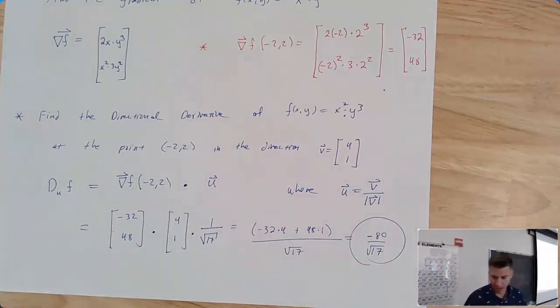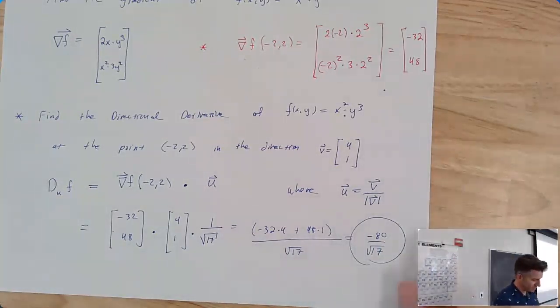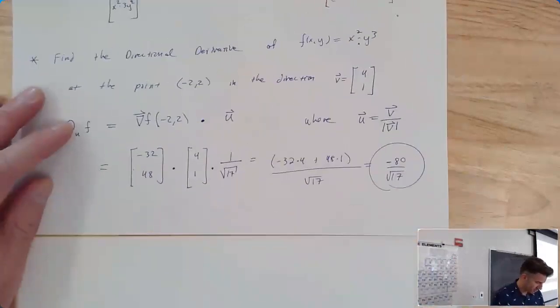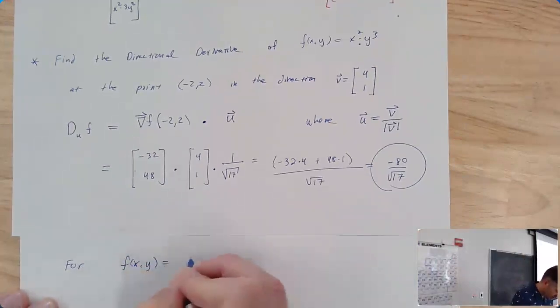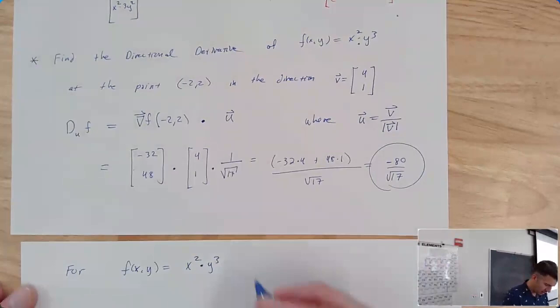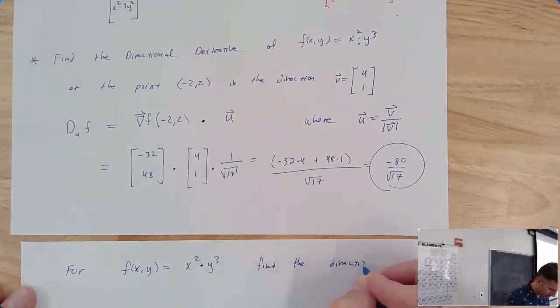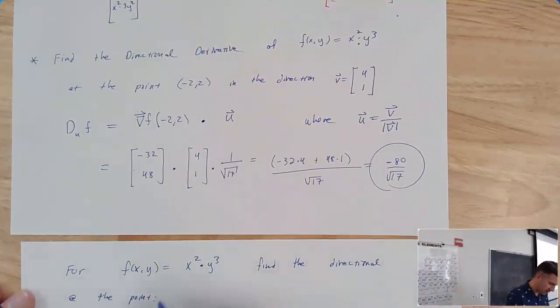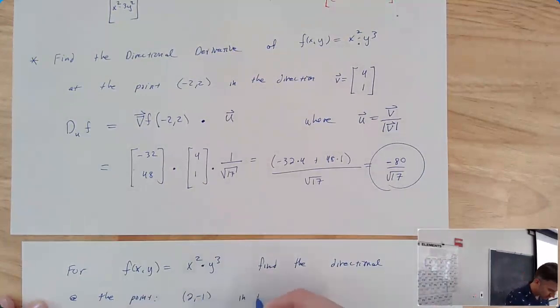Okay, now let's ask an interesting question that's going to help us think about some other stuff. For f of x, y equal to x squared times y cubed, I'm going to pick a different point to make this question interesting. We'll do two things here. First, I want to find the directional derivative at the point 2, -1 in the direction of another point.